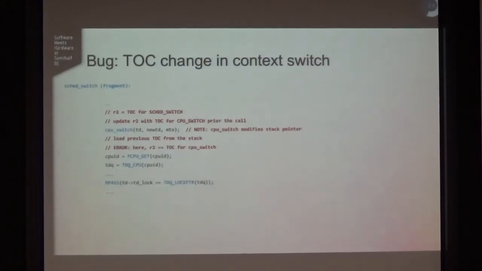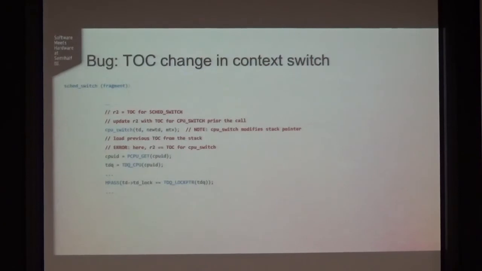This is what was going on. Before CPU switch, we had R2 and the TOC set up as required by the scheduler switch routine. And then we were calling CPU switch, which is a very ugly function. It does everything a function should not do with stack frames and registers, but it's required because CPU switch's intention is to switch the context. So it's expected that this function heavily operates on the stack and on system registers.